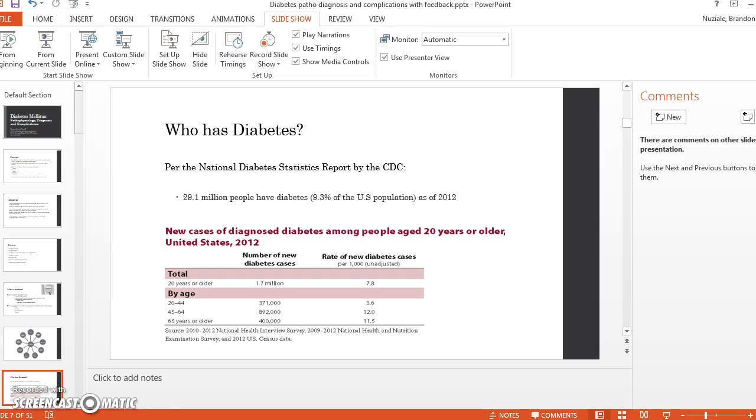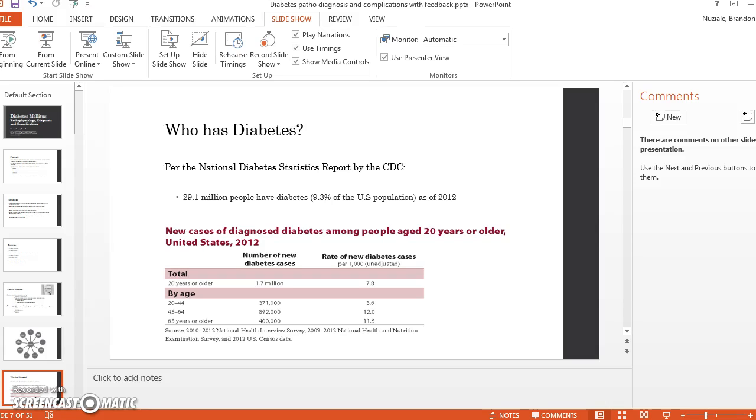That's 7.8 per 1,000 patients that are diagnosed with diabetes. And then you can see that number more specifically broken down into different age brackets, with our middle-aged 45 to 64-year-old patient group taking the lead there.